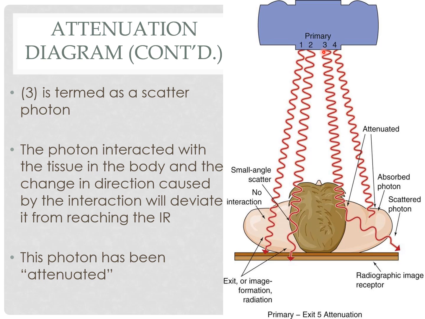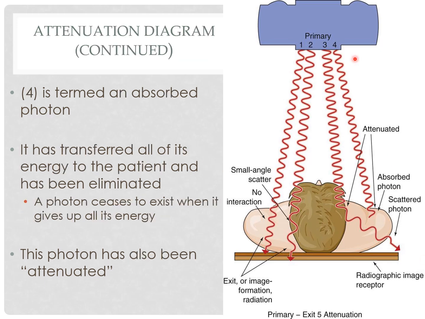Number 3 is termed a scatter photon. The photon interacts with the tissue in the body, and the change in direction caused by the interaction will deviate it from reaching the image receptor. This photon has been attenuated. Number 4 is termed an absorbed photon. It has transferred all of its energy to the patient and has been eliminated. A photon ceases to exist when it gives up all its energy. This photon has also been attenuated.